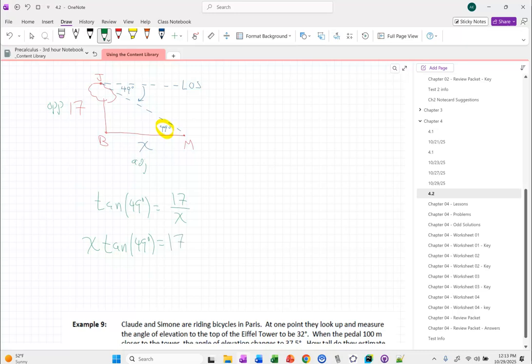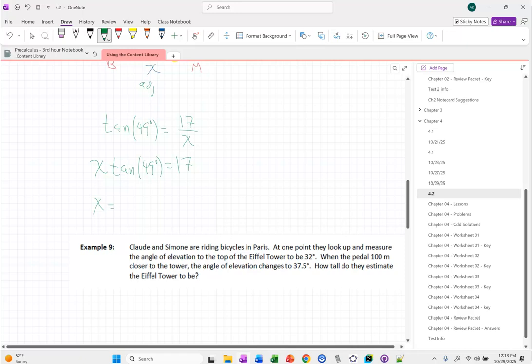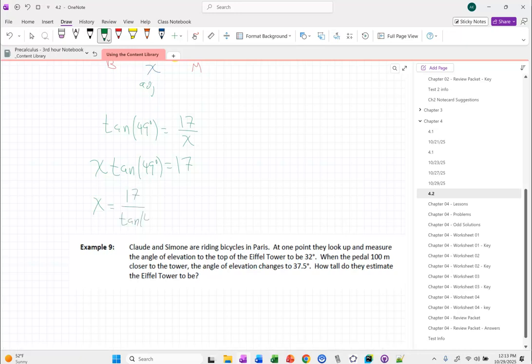Isn't that much better with no fraction, Lily? Can I go to the bathroom? Sure. Now that you've done that, what do we need to do to get x by itself? Divide by tan 49. Yes. And then we'll type that into our calculator, and what do we get? 14.78. 14.78 sounds about right.